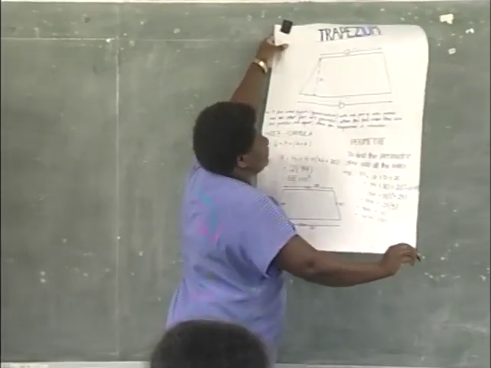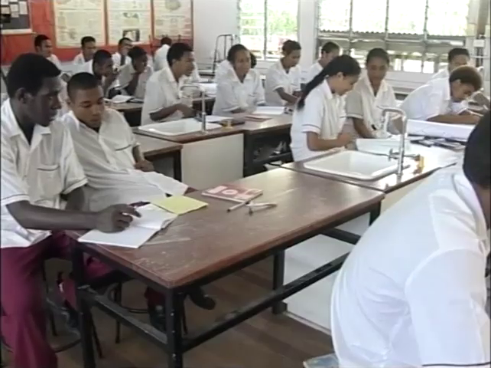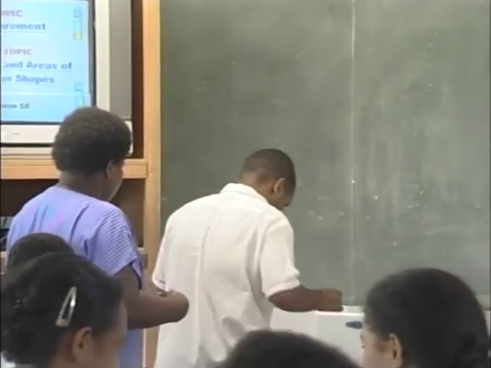Group 6. Divide half of the sum of the three sides. It's okay, the way you said it is.